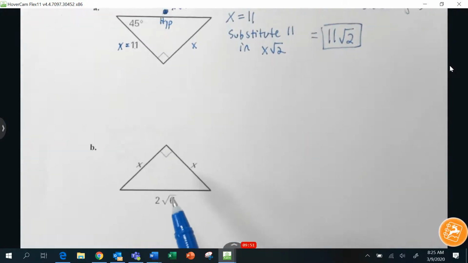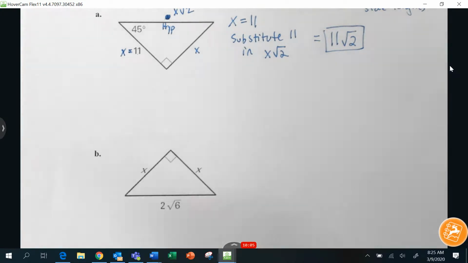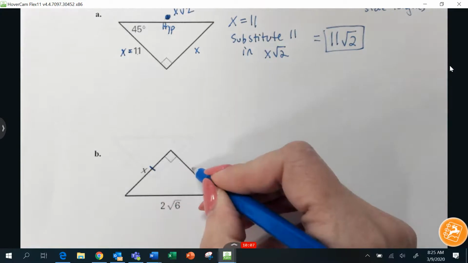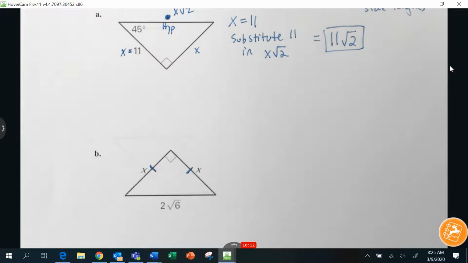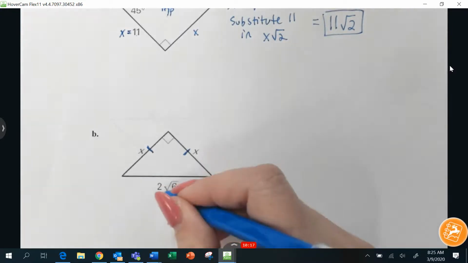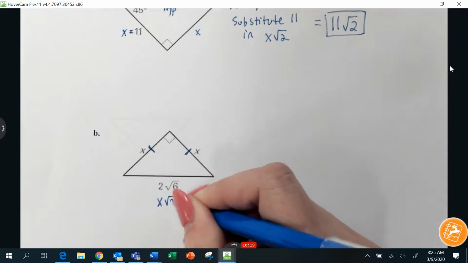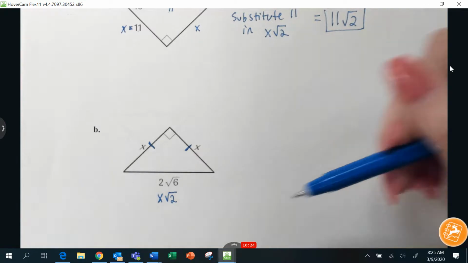Here's the next one. This is what kind of triangle? 45, 45, 90 or 30, 60, 90? How can you tell there's no measurements? Because there's two congruent sides and it's 90, it has to be a 45, 45, 90. So we look at our formulas. These two sides are x, and then this one is x square root 2. I need to find the x side. I need to find the short side.